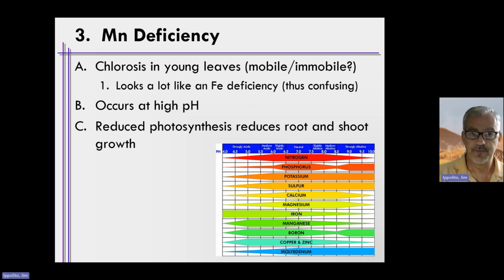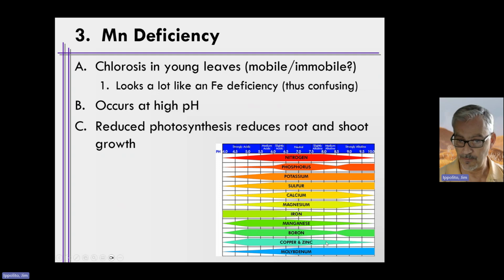When we see manganese deficiencies, it occurs at high pH, right? So here's a figure that you've seen before. And here is manganese, and pH is on the x-axis on the very top of this figure. As you move from left to right, from acidic to basic conditions, the availability of manganese decreases.